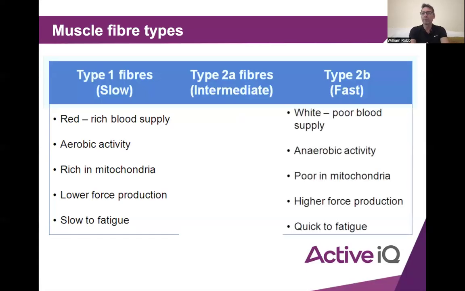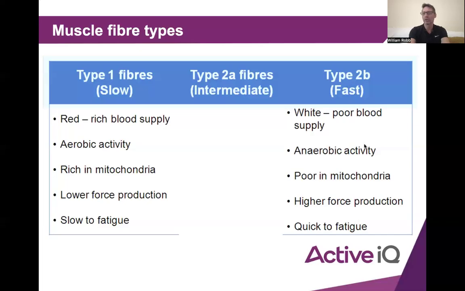Now let's look at type 2B muscle fiber, fast twitch muscle fiber. They're white because they've got poor blood supply. They're anaerobic, meaning without oxygen. They're poor in mitochondria. They work at higher forces, and they're very quick to fatigue. So again, have a think about what athlete would be working anaerobically at high forces, and they're quick to fatigue.